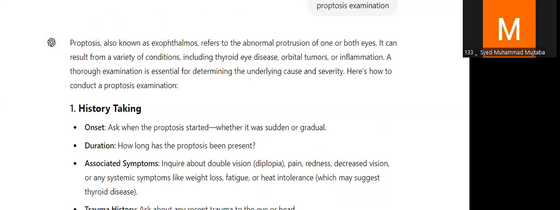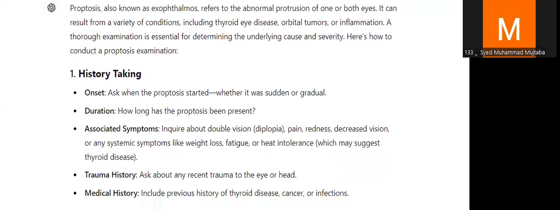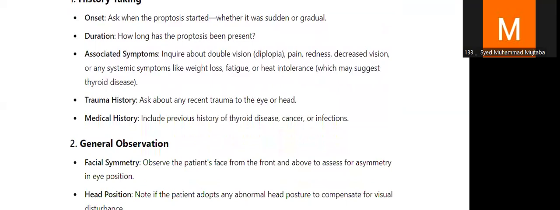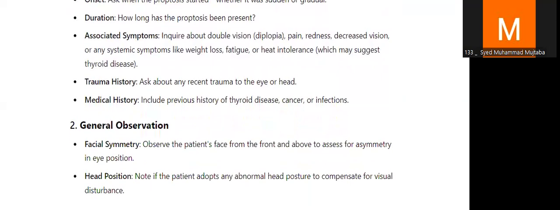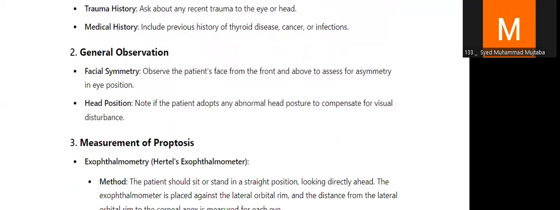Now, after taking this, you have to see if the eyes are visibly protruded. You have to go towards the back of the patient and see the overall facial symmetry. You can see the preauricular lymph nodes. You can palpate them to see if there is any viral infection. Then you can use the Hertel exophthalmometer to see if the eyes are visibly protruded.